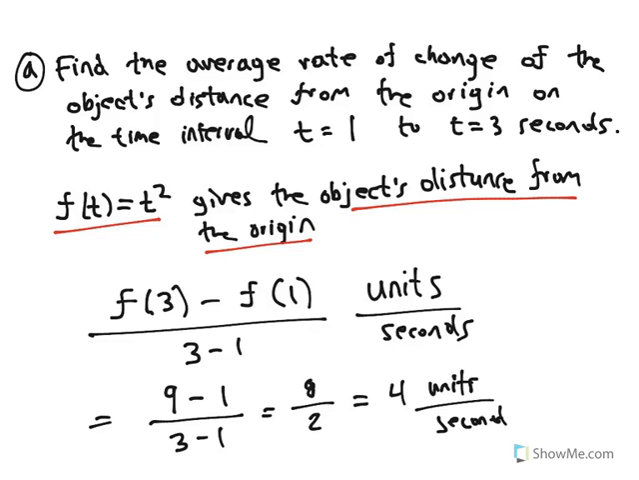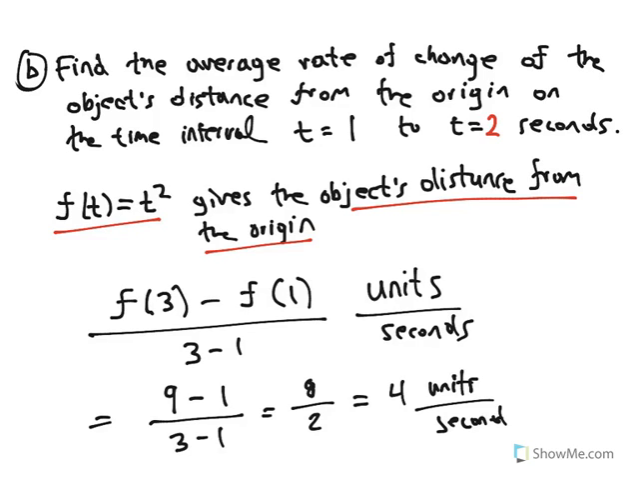Now suppose I change the problem so that I have part B here, and find the average rate of change of the object's distance from the origin on the time interval from t is equal to 1 to maybe t is equal to 2 seconds. So f of t is equal to t squared gives the object's distance from the origin.